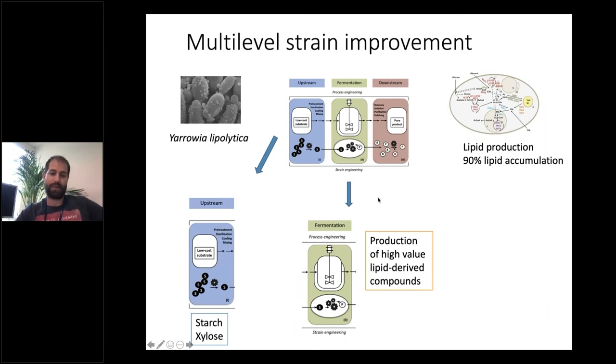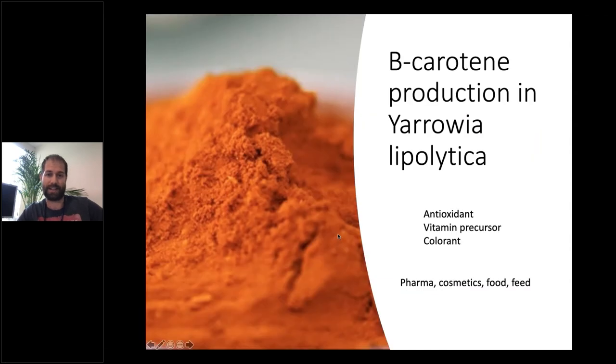The next example is about how to make something that is a little bit higher value than just neutral lipids, just triacylglycerols. I'm going to talk about beta-carotene, which is a lipid-soluble molecule that is an antioxidant, a vitamin precursor, the precursor of vitamin A, and it's also a colorant. So it has many applications in pharma, cosmetics, food, and feed industry.